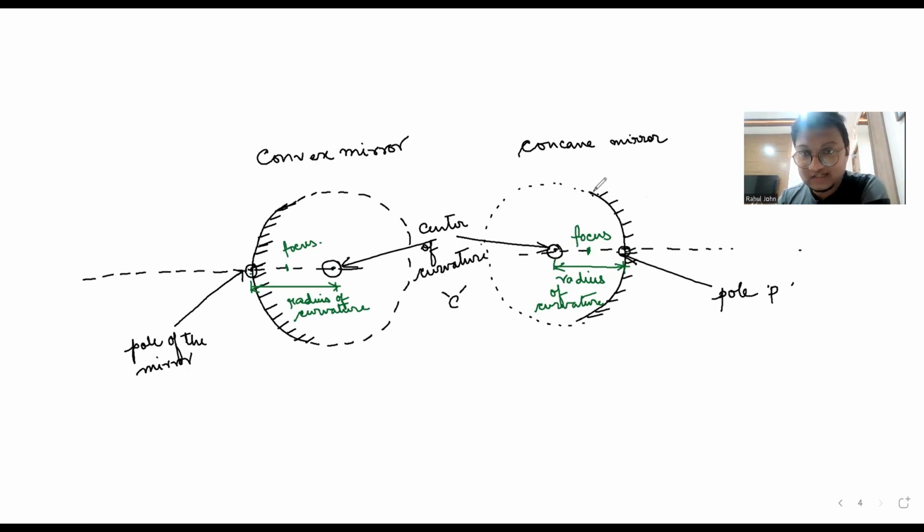And the surface of the mirror, of the actual mirror, I'm not talking about the sphere, the actual mirror, is known as the aperture. Similarly here, this will be called the aperture.